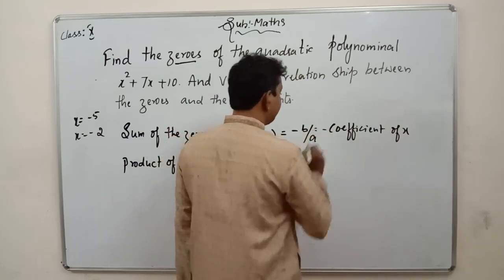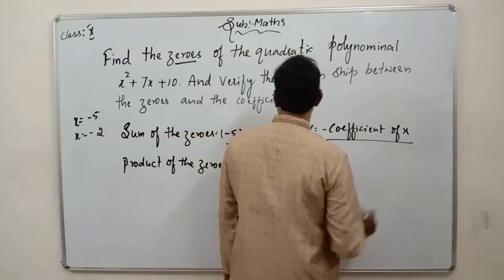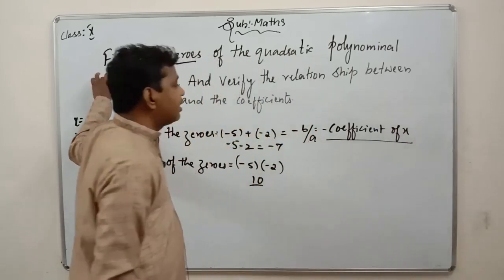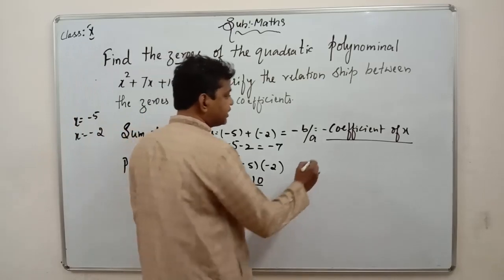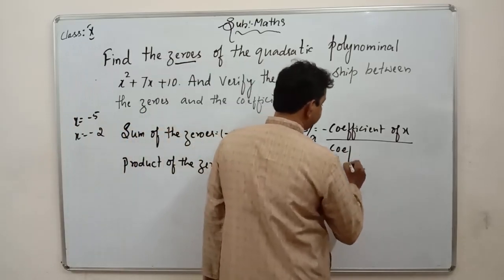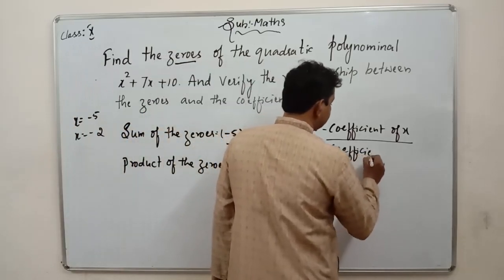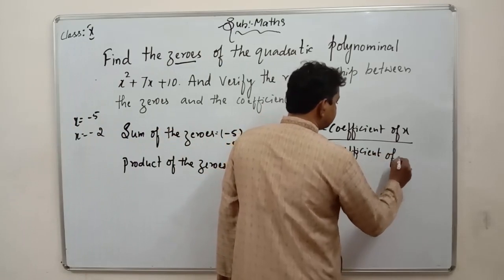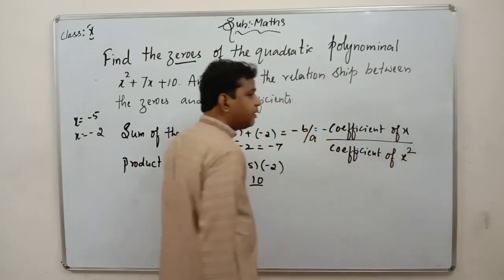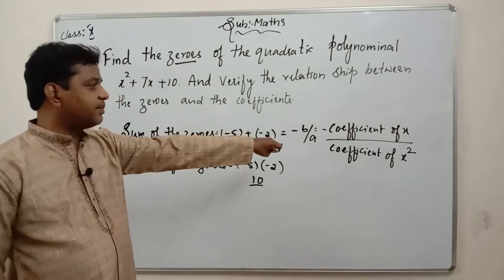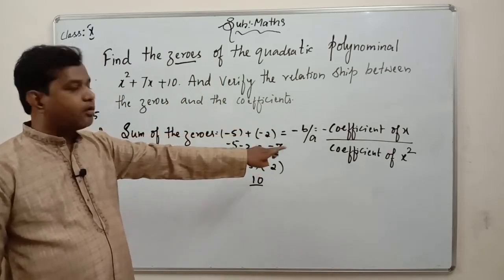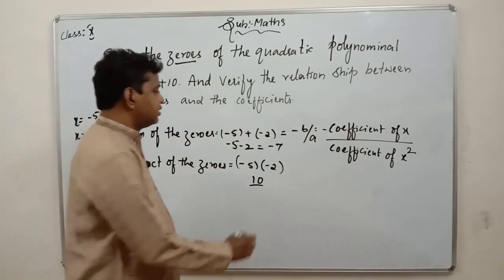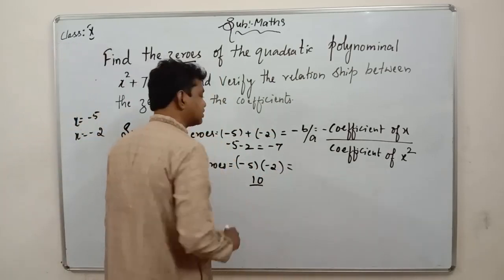This equals to minus coefficient of x by, you have a. What is a here? X square. That is nothing but coefficient of x square. Okay, so it is minus b by a, that is nothing but minus coefficient of x by coefficient of x square. So what is product of the roots then?